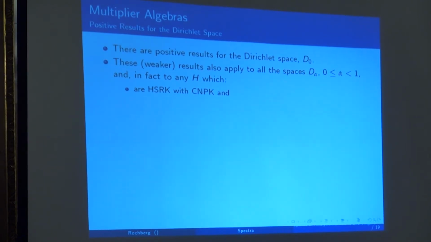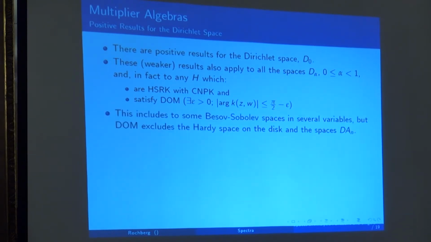This proof works for any Hilbert space with a reproducing kernel with a complete Nevanlinna-Pick kernel, and that domination condition. I don't really know if the domination condition is necessary, but it is in force for all the d alpha below the Hardy space, and hence it was convenient, since it was there, to just use it. So this theorem also applies to all those other Dirichlet type spaces.